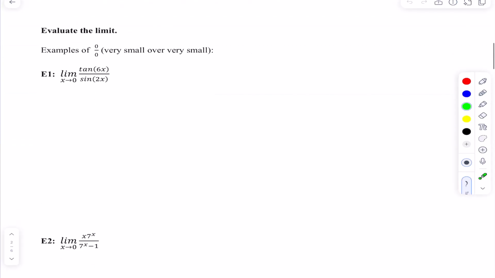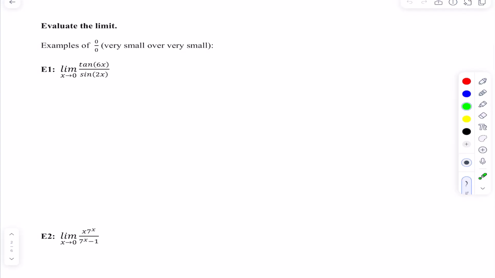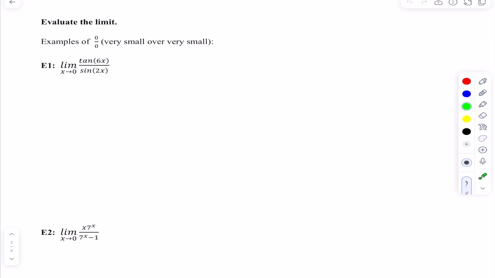Why don't we go ahead and get started and use this powerful tool to evaluate some of these limits. So remember, when you're trying to evaluate limits, you have to be 2 steps ahead anyway. L'Hopital's rule just says you got to be a step ahead in the numerator and a step ahead in the denominator.